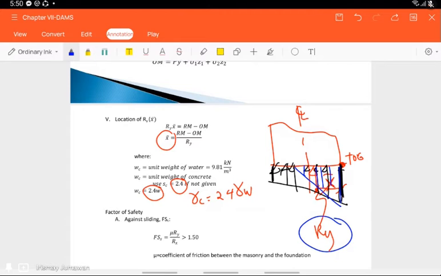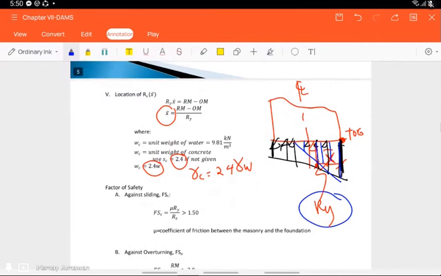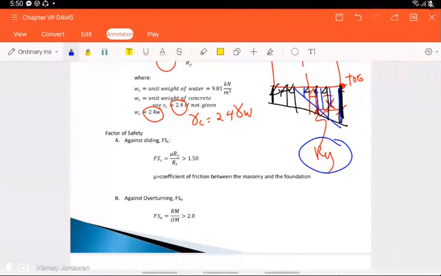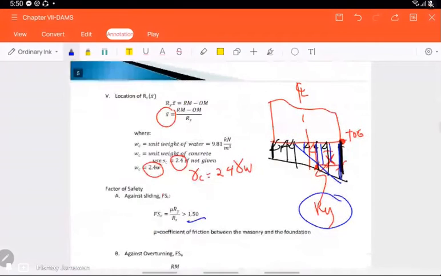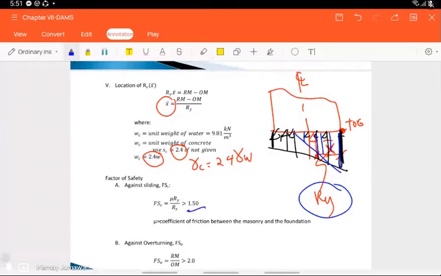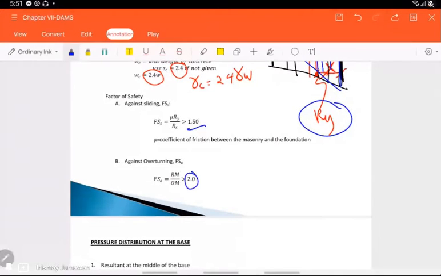Then, after determining the location of the Ry, you have to check the factor of safety against sliding. If it is greater than 1.5, it is safe. If it is less, you have to provide a shear key to resist sliding at the foundation of the dam. Then for overturning, it should be greater than 2.0.